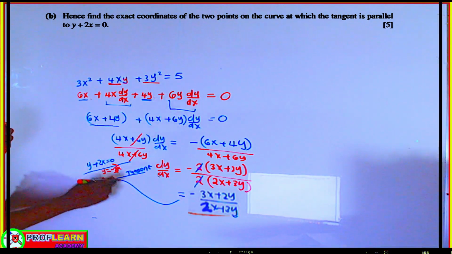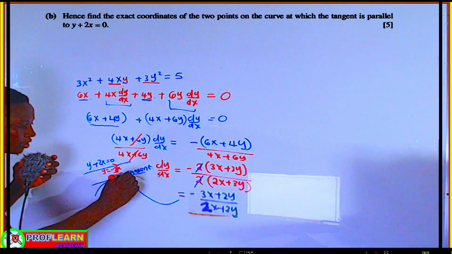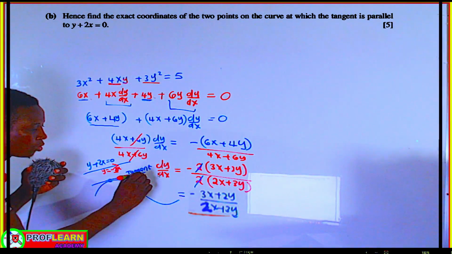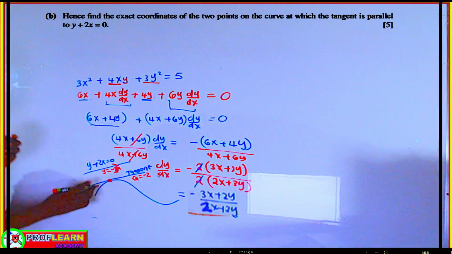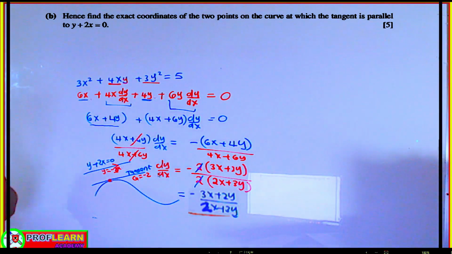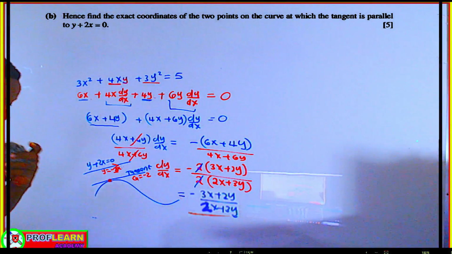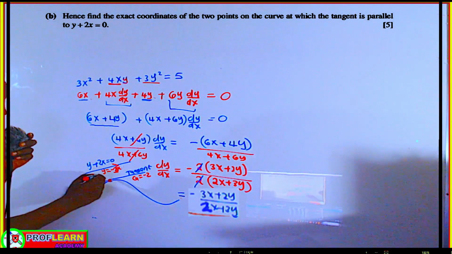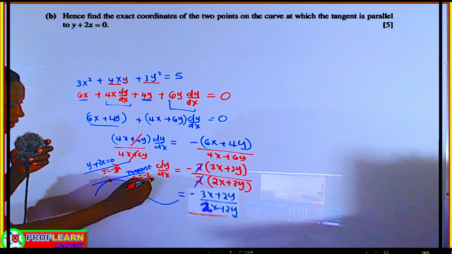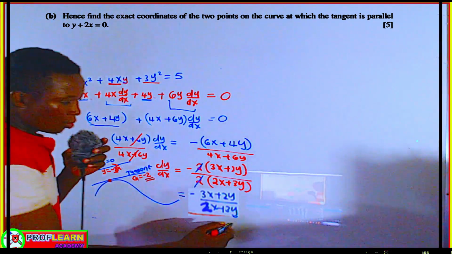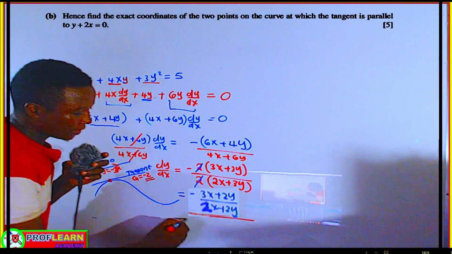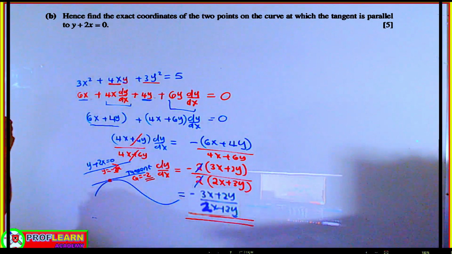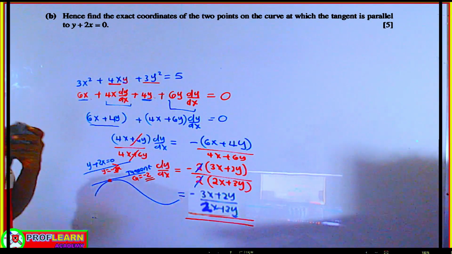So if these two lines, this line and this tangent, are parallel, it means the tangent is also going to have a gradient equal to negative 2. The reason why we are given this line is to enable us to know the gradient we are going to use in this particular question. So we are going to take this gradient negative 2 and equate it to that function that we had gotten, so that we can find the value of it.